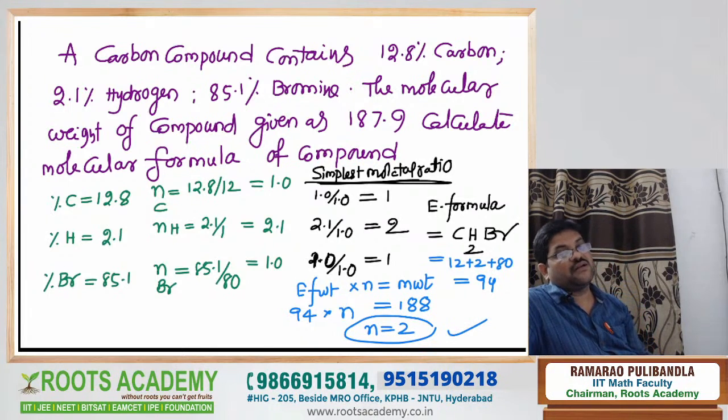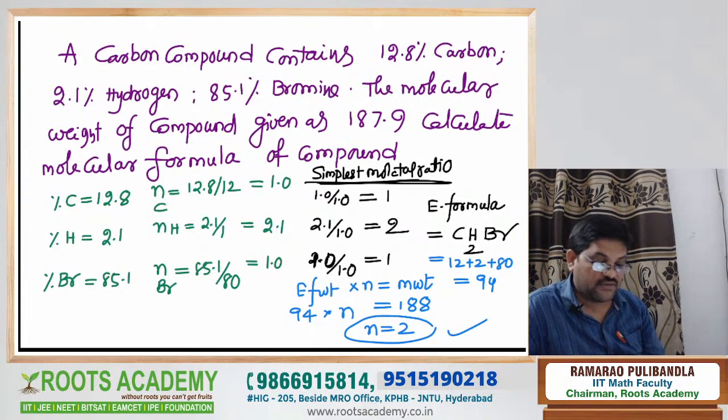N means a whole number value. Repeat once again. You want the simplest mole atoms ratio. What is the simplest value? 1.1 by 1, that is 1. 2.1 by 1, 2.1 means almost 2. 2.1 by 1, that is almost 2. 1.1 by 1 is 1.